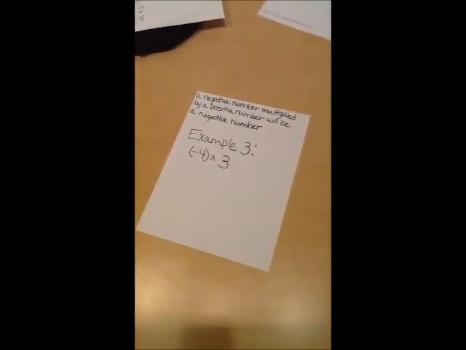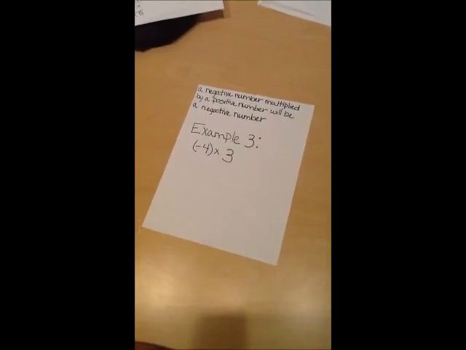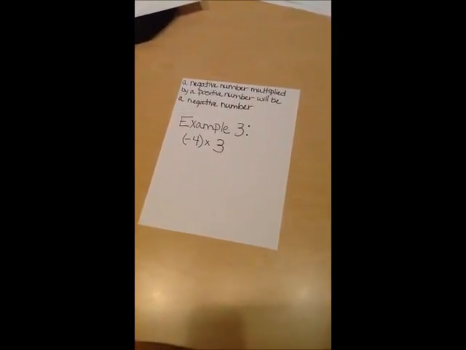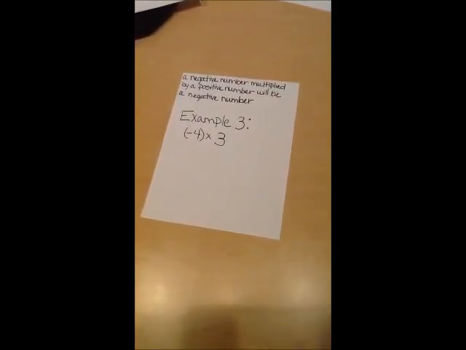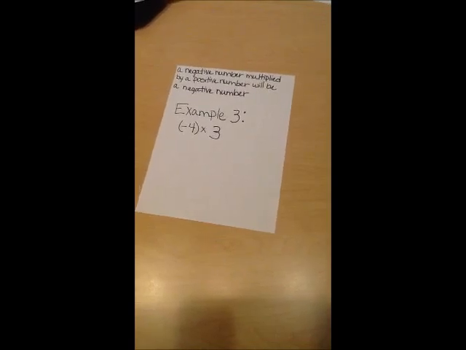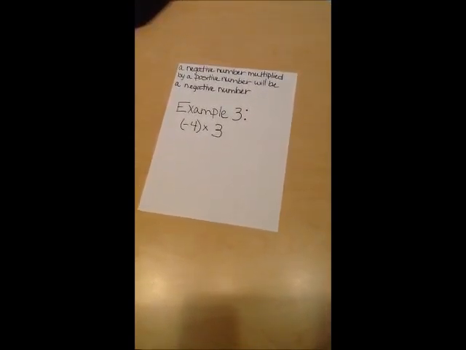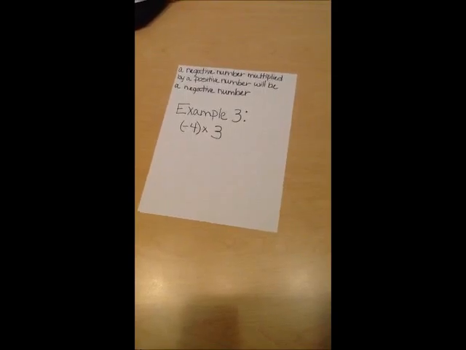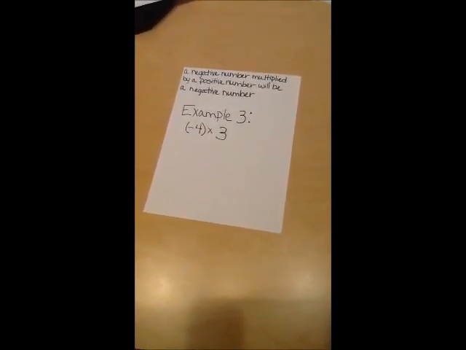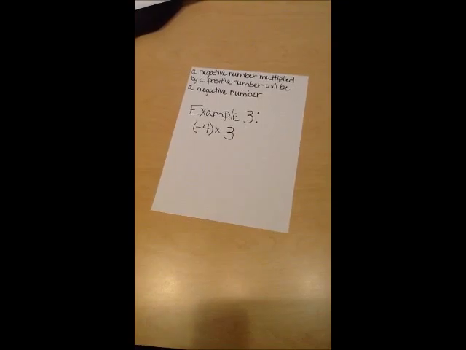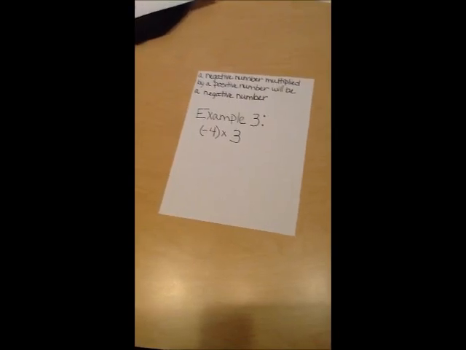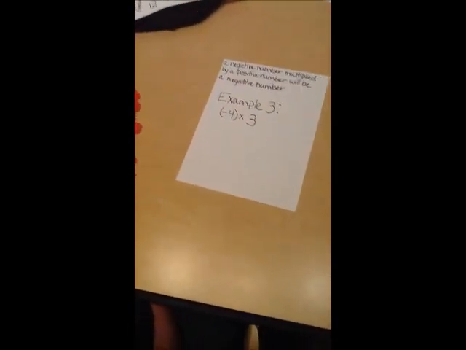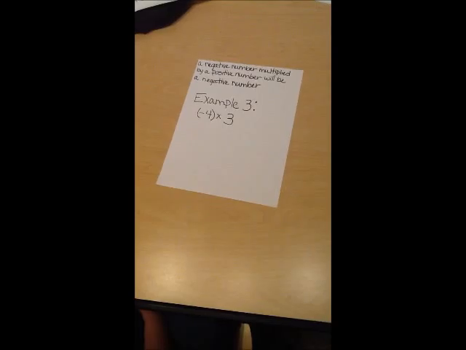Alright, so in this example, we have -4 times 3. You will notice that our first number is no longer positive. Since the first number is negative, this can be thought of as repeated subtraction. A negative number multiplied by a positive number will always be a negative number. I'm going to demonstrate this using the counters. Now, we have -4 times 3.